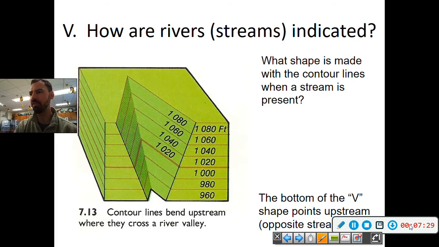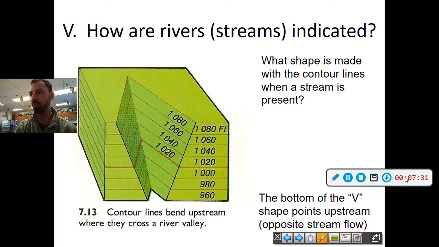Rivers are also another important rule with contour lines, because when the contour lines cross a river, they make a V shape. The reason they make a V shape is that as you step down into a river, the elevation suddenly decreases, so the actual contour line will bend upstream to the higher elevation.